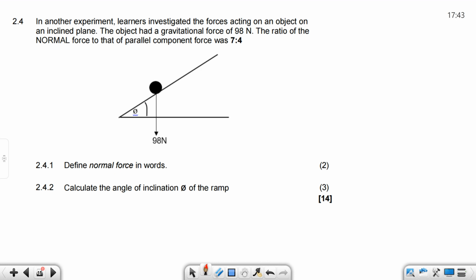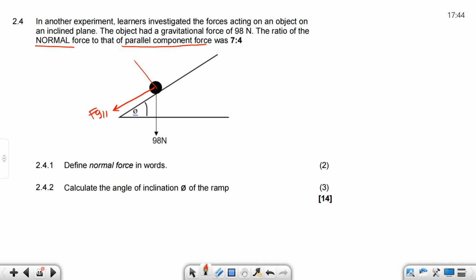Let us investigate the force acting on an object. The object had a gravitational force of 98. Now, they said the ratio of the normal to the parallel component. Let's interpret. What parallel component do we have? If I were to draw this, I would have my FG parallel this way, right? Is that fine with us?